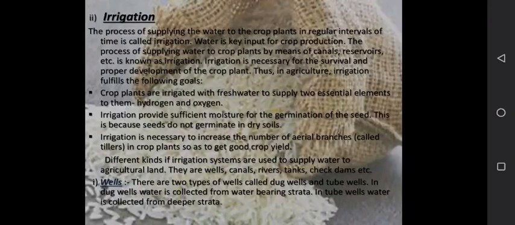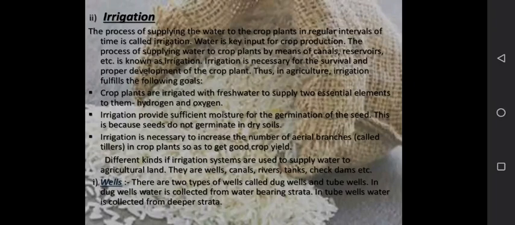Now, the process of supplying water to the crop plants at regular intervals of time is called irrigation, and water is a key input for crop production. The process of supplying water to crop plants by means of canals, reservoirs, etc. is known as irrigation. And irrigation is necessary for the survival and proper development of the crop plants.